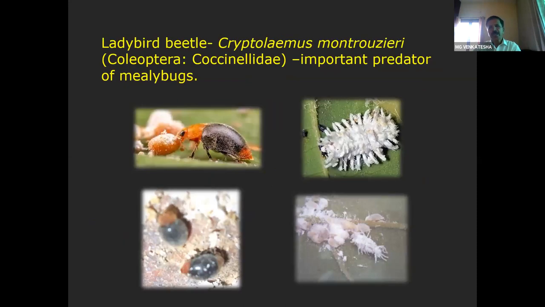Here, you can see this is the larva of the mealybug predator. The larva is feeding on the mealybugs. Of course, it looks like mealybugs, but it has filaments, and it is slightly bigger than the mealybugs. So in this case, the advantage is that both adults and larva of this predator feed on any species of mealybugs and help in the management of the mealybugs.